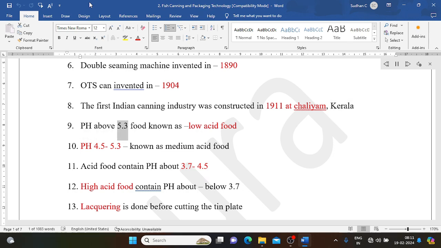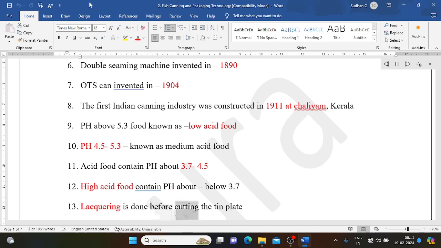Food with pH above 5.3 is known as low acid food. pH 4.5-5.3 is known as medium acid food. Acid food contains pH about 3.7-4.5. High acid food contains pH below 3.7.